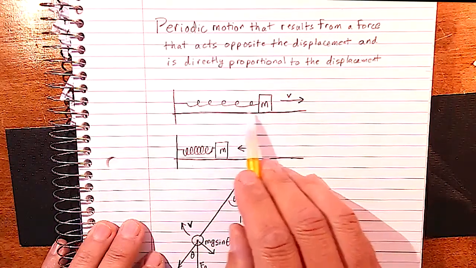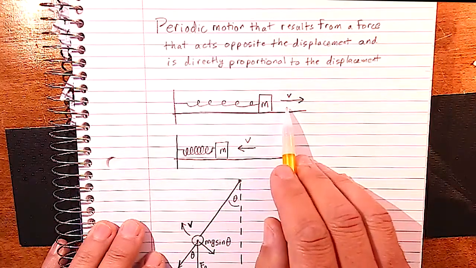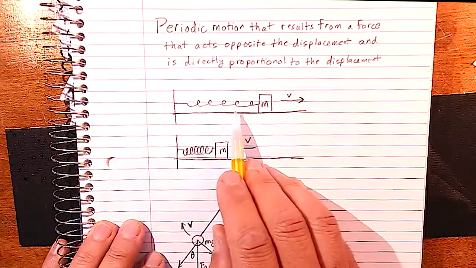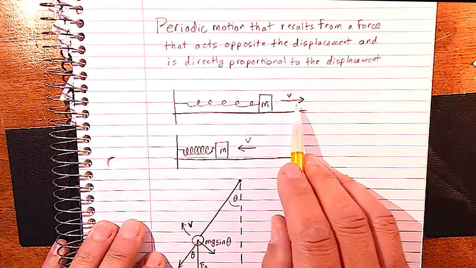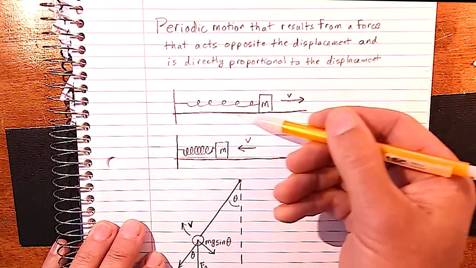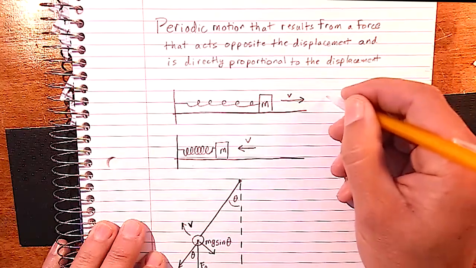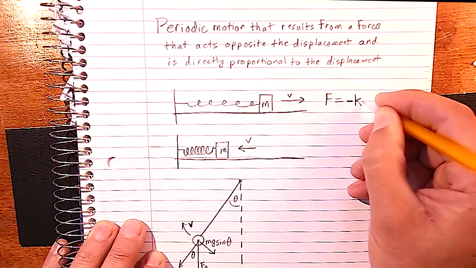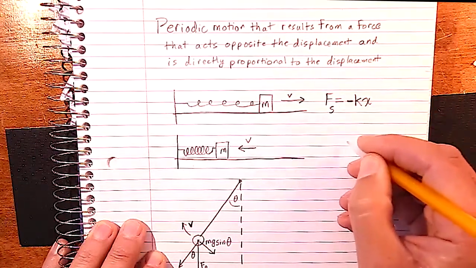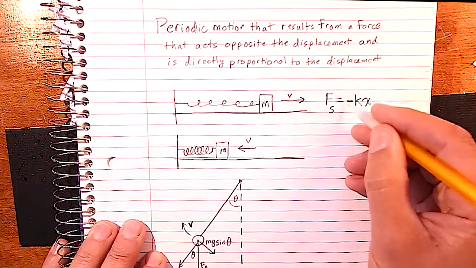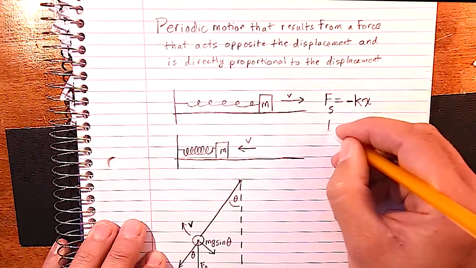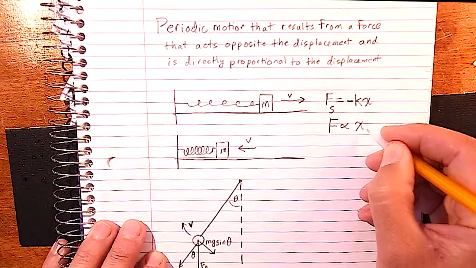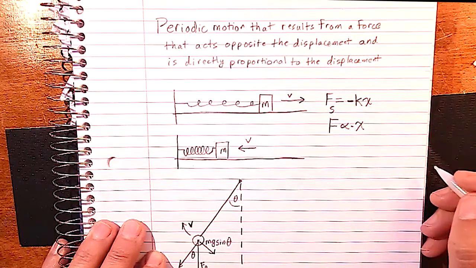So what's going to happen is if we pull this back and we release it, it's going to go back and forth. And it's going to accelerate, and you can think about this, as it's moving out this direction, the force of the spring is going to be in this direction. So we could say that force is equal to minus kx. And because F_s is equal to a constant times x, then we can say that F is directly proportional to the displacement x. Again, that's going to be in the opposite direction of that displacement.